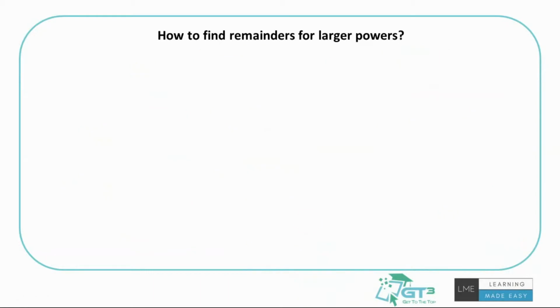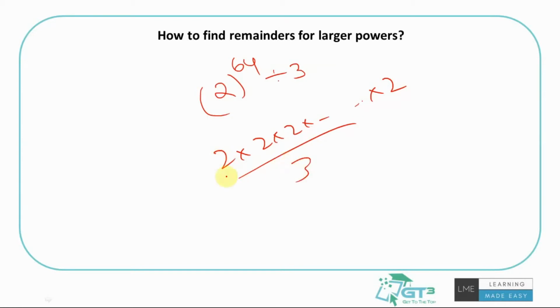So let's talk about finding the powers for the bigger ones, right? So what do I mean by that? What if I see a question like 2 power 64 divided by 3, right? Obviously I can't keep multiplying 2 for 64 times and then divide by 3. Again, it will take you a lot of time.